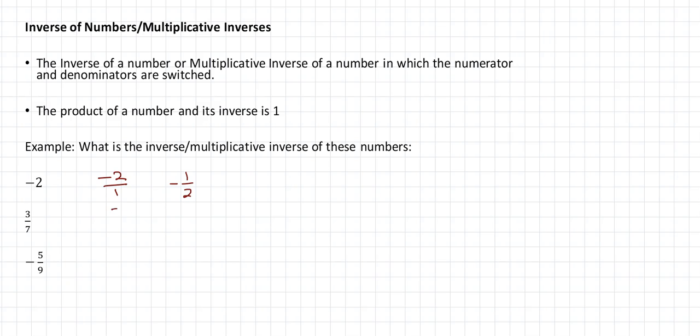Now we have 3 over 7. The inverse of this is going to be flip the numerator and denominator, so they switch positions, and we have 7 over 3. -5 over 9. What we're going to have for the inverse or the multiplicative inverse right here is going to be, we keep the sign, and then we have 9 over 5.